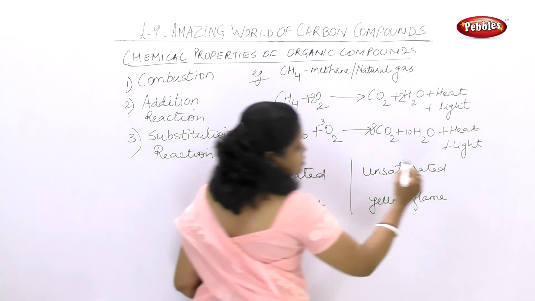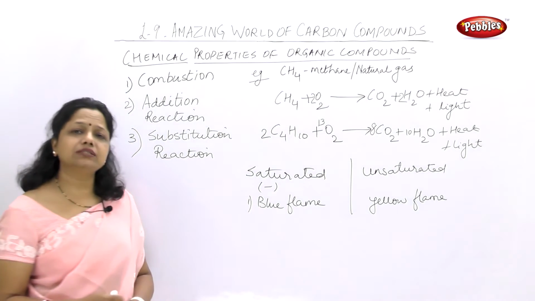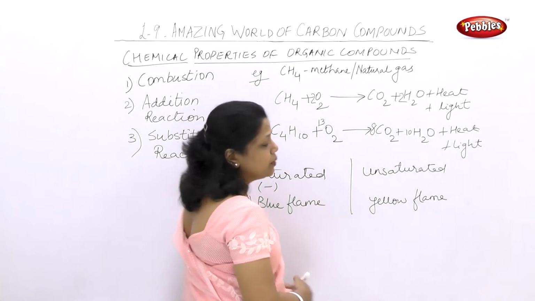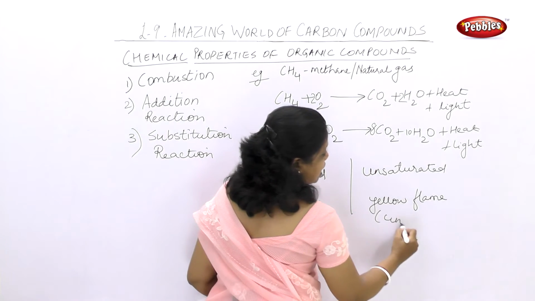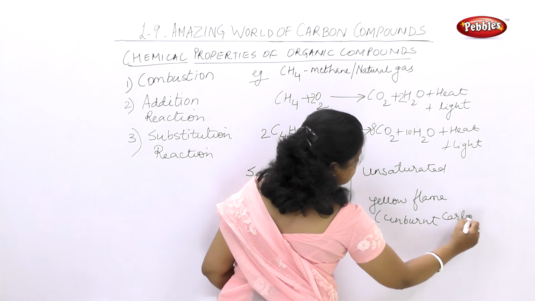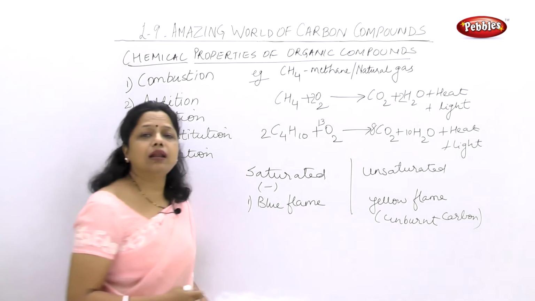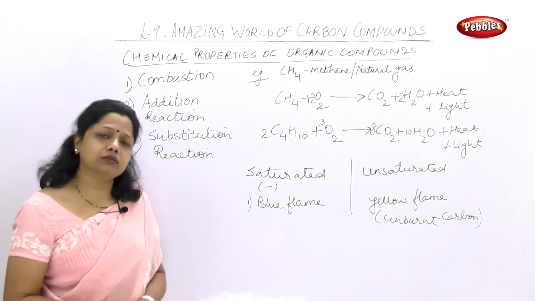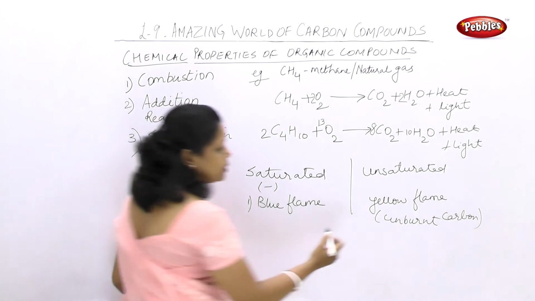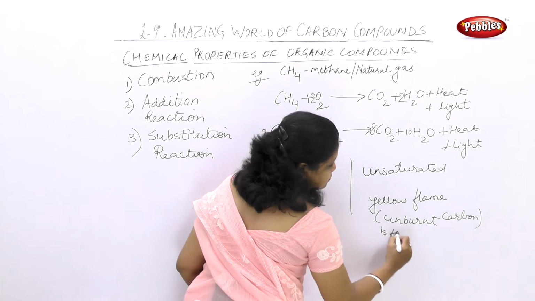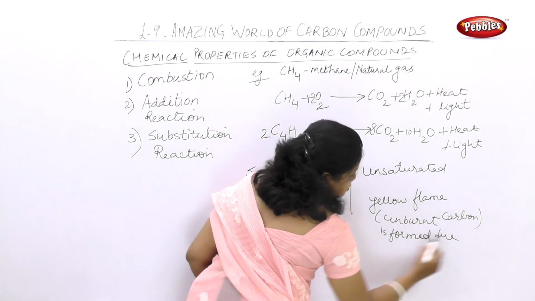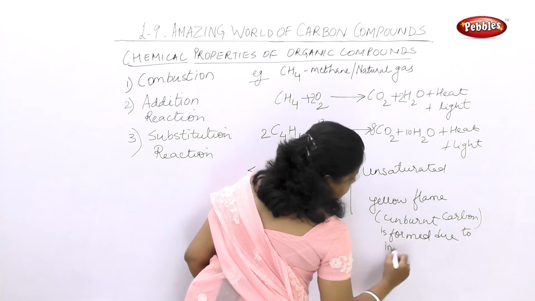Now why is the yellow flame coming out of an unsaturated compound? Because there is a large number of unburnt carbon, which does not allow the complete combustion of the unsaturated compound. So unburnt carbon is formed due to incomplete combustion.